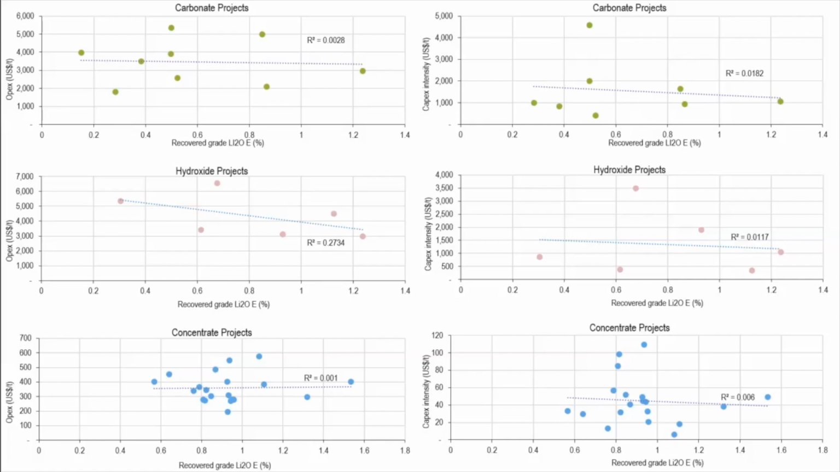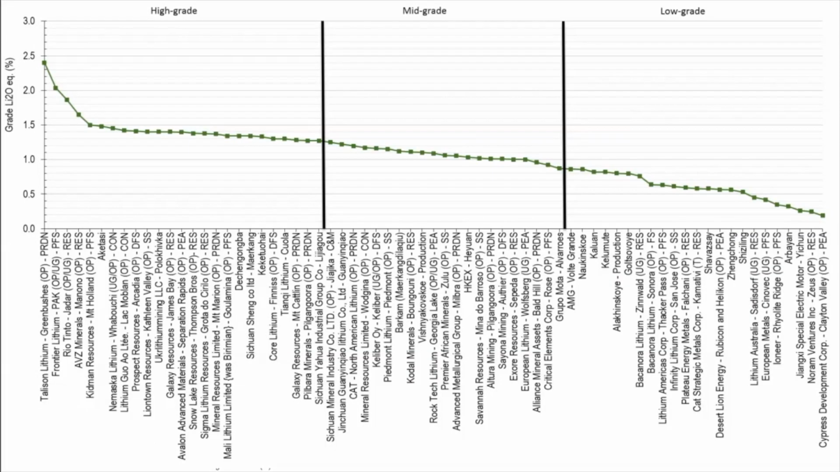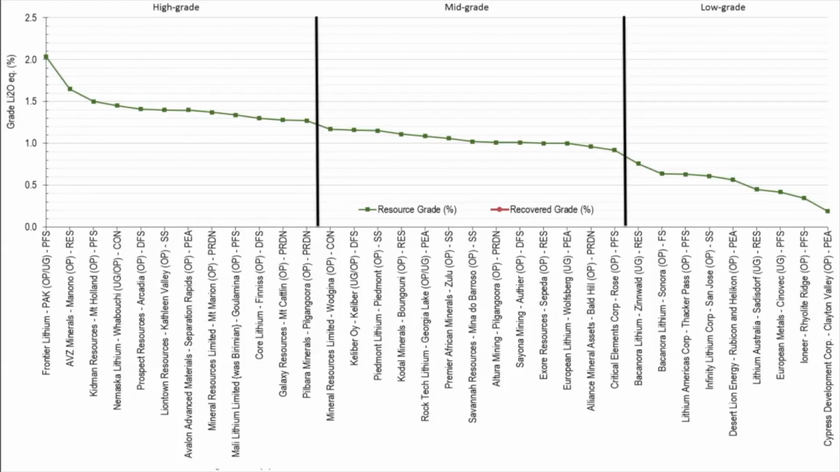As part of this exercise, I took my updated grade curve for hard rock lithium projects, shown here. This is a larger number of data points than the previous version of this diagram, and again that's thanks to listeners' input. I took this data and reduced it into the projects where I could calculate the recovered grade, plotted both grade and recovered grade on the same chart, and kept the original definition of high, mid and low grade.